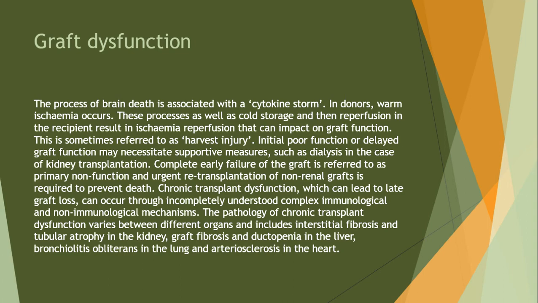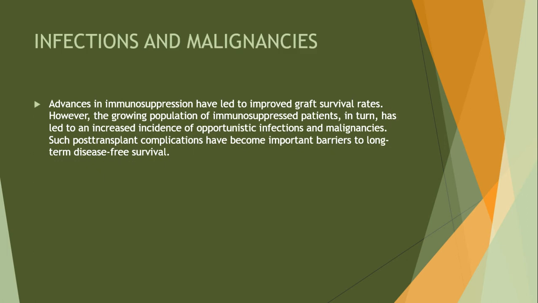The pathology of chronic transplant dysfunction varies between different organs and includes intestinal fibrosis, interstitial fibrosis, and tubular atrophy of the kidney, graft fibrosis, and ductopenia in the liver, bronchiolitis obliterans in the lung, and arteriosclerosis in the heart.